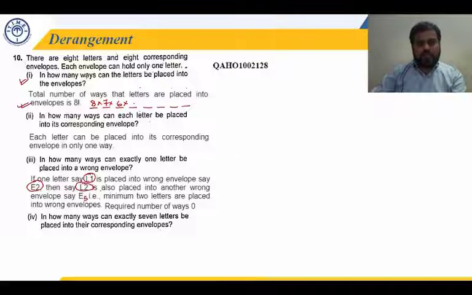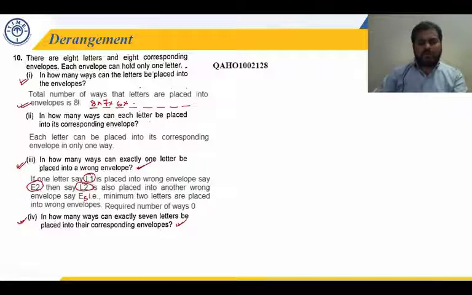Okay. What about this? In how many ways can exactly 7 letters be placed into their corresponding envelopes? This question is just another version of the above question. How? If you are placing exactly one letter into an incorrect envelope, it automatically means that you are placing the remaining 7 letters into the correct envelopes. But this is not possible, right? So naturally this is also not possible.